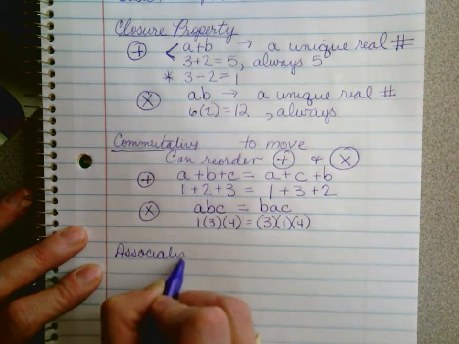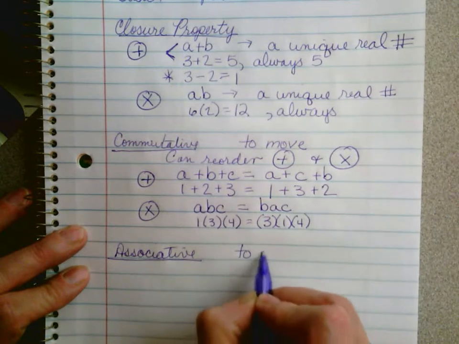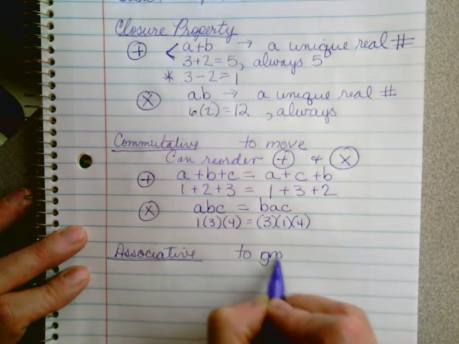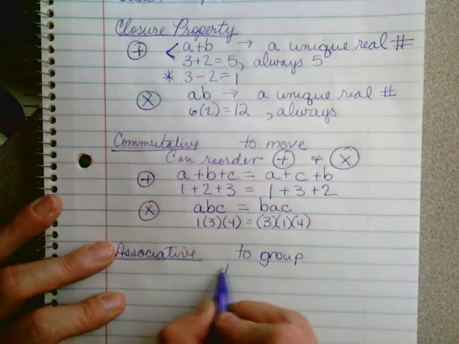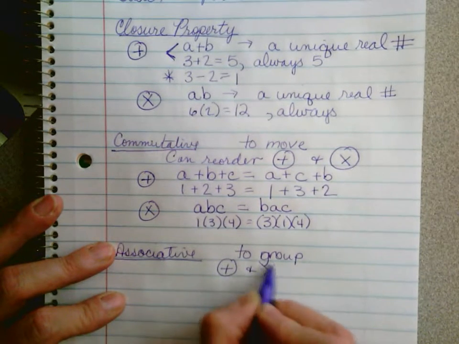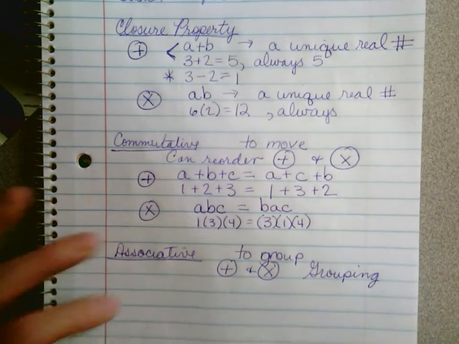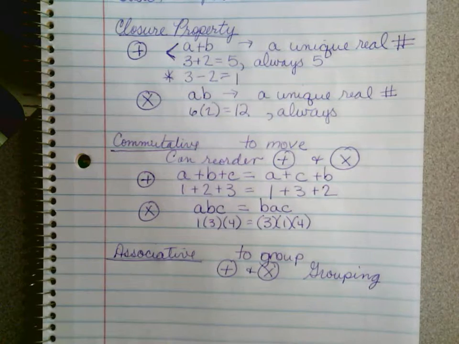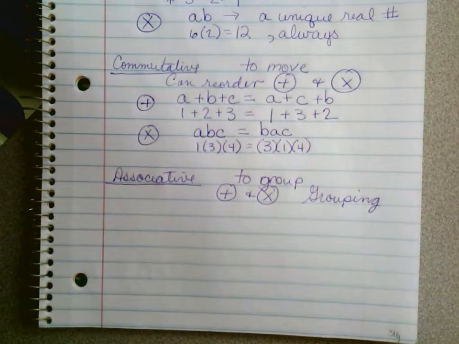We also know about something called the associative property, and that is to group. In other words, group things together. And this applies to addition and multiplication as well. And the point of this, like I said a minute ago about the calculators, is to group so that you're able to conveniently solve a problem.